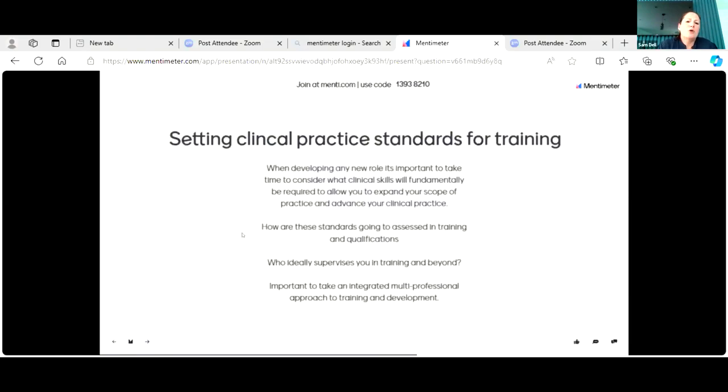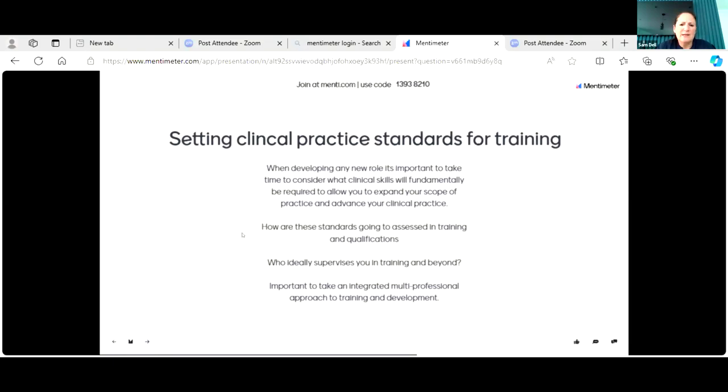So, setting clinical practice standards for training. As you've heard from Alicia and myself, training can be very different from different universities, but ultimately in clinical practice, depending on your area, the standards for the training should be very similar. When developing any new role, it's important to consider what clinical skills will fundamentally be required to allow you to expand your scope of practice, and also to advance your clinical practice yourself.